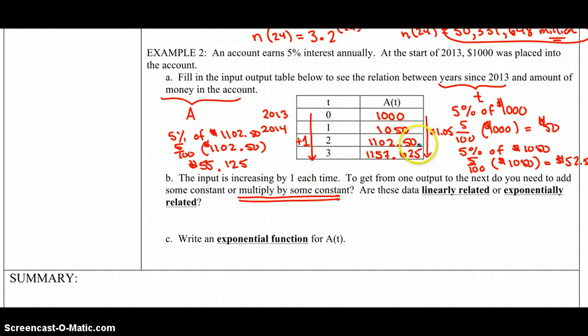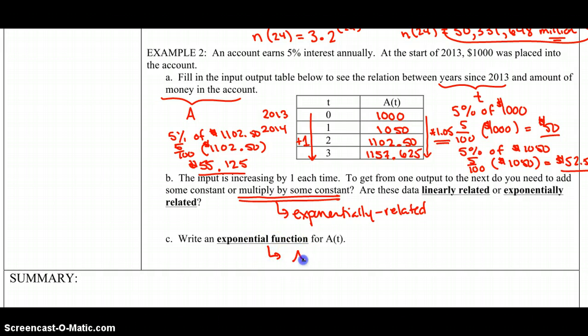We were not adding a constant amount to the account. First we added $50, then we added $52.50, and then we added $55.12 to the account. So we were not adding a constant amount. But it does turn out that we happen to be multiplying by a constant amount. So these data are exponentially related, which means there is an exponential function that describes the relationship between them.